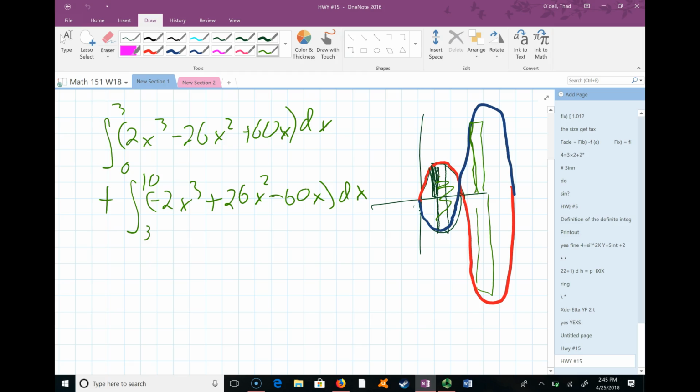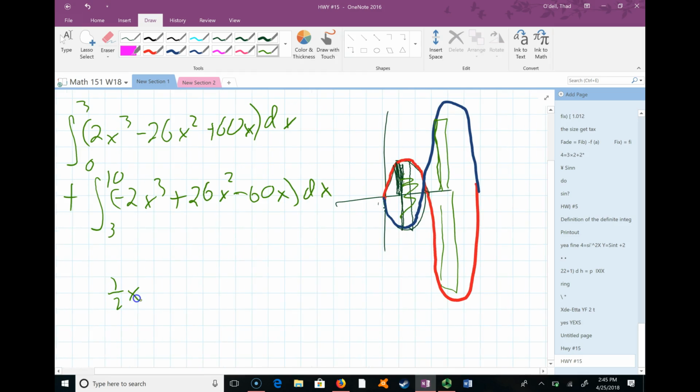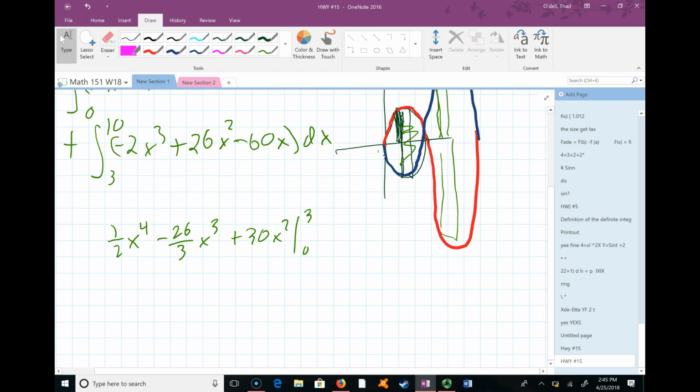So if we integrate that top one, that's going to be 1/2 x to the 4th minus 26 over 3 x cubed plus 30x squared, evaluated from 0 to 3. And we'll just finish that one for now. So that would be 81 over 2 minus 234 plus 270 minus 0 plus 0 minus 0. All right? So we can calculate that real quick. Actually, yeah, I'll do that.